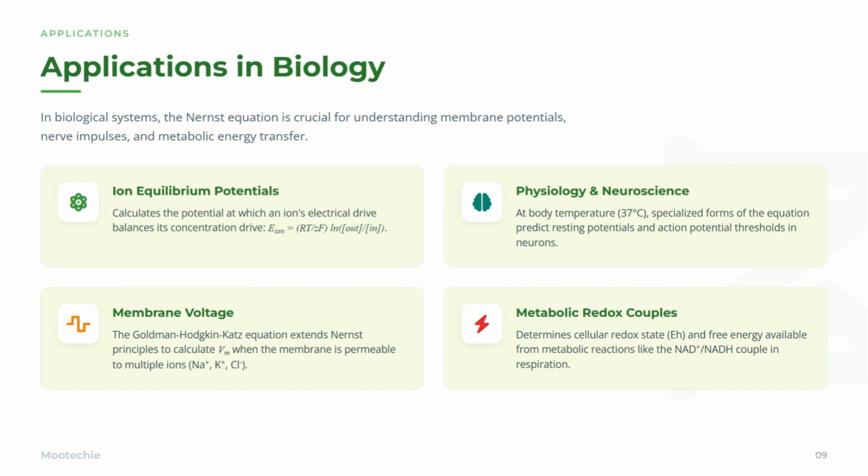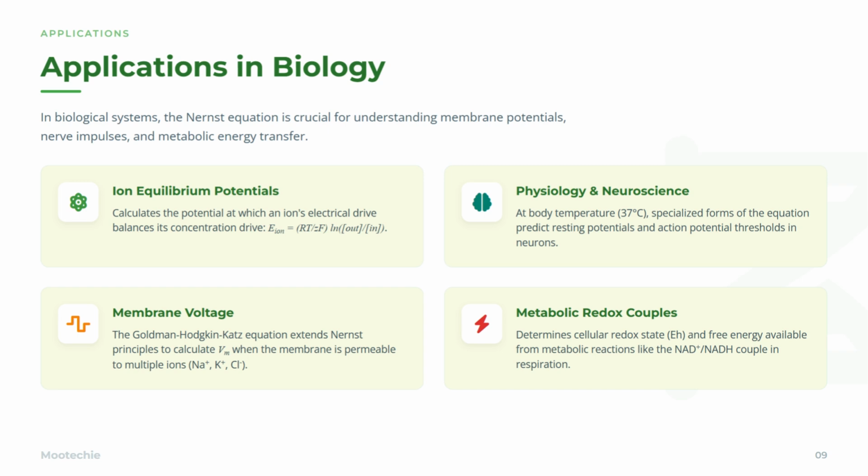This slide delves into applications in biology where the Nernst equation is crucial for understanding life itself. It's used to calculate ion equilibrium potentials, which is the potential where an ion's electrical drive balances its concentration drive across a membrane using the formula E ion equals RT over ZF times the natural log of the concentration outside over the concentration inside. For membrane voltage, the more complex Goldman-Hodgkin-Katz equation extends the Nernst principles to calculate the membrane potential when it's permeable to multiple ions like sodium, potassium, and chloride.